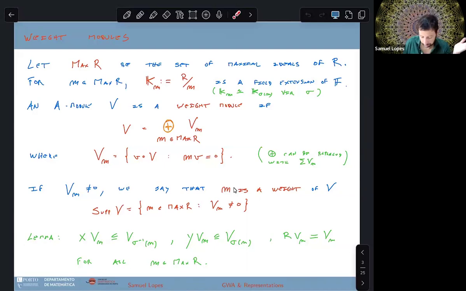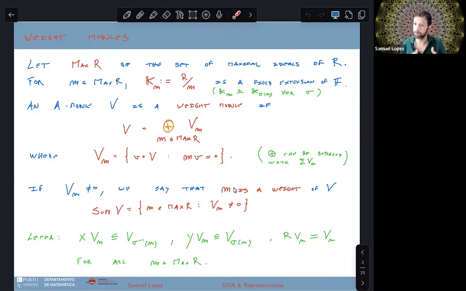Okay, so one way of thinking about this is that x shifts the weights by applying sigma inverse, and y shifts the weights by applying sigma. The calculation, you can do it. It's the same as the calculation we've done before. I'm not going to repeat it. And of course, R acts stabilizing this space. And this is really an equality just because 1 is an element of R.